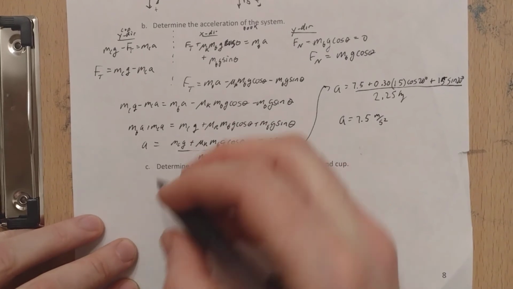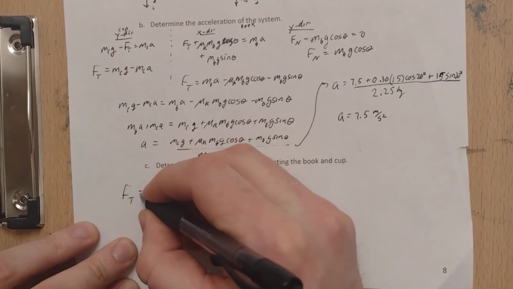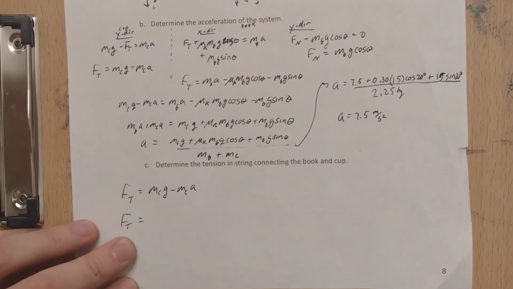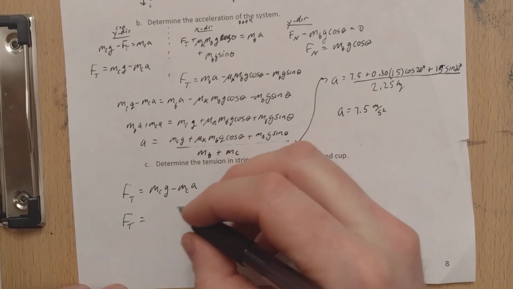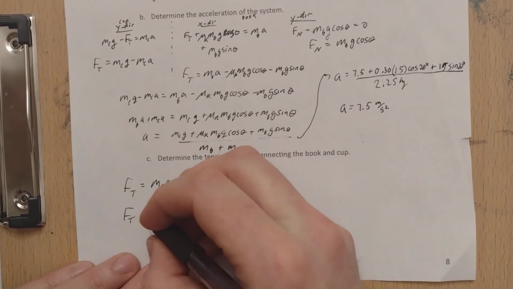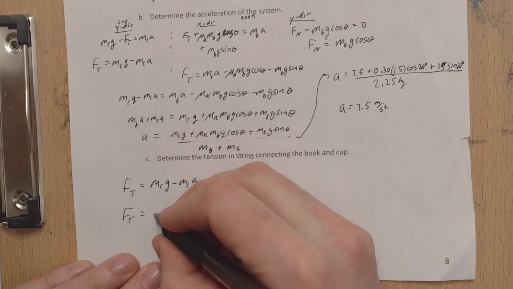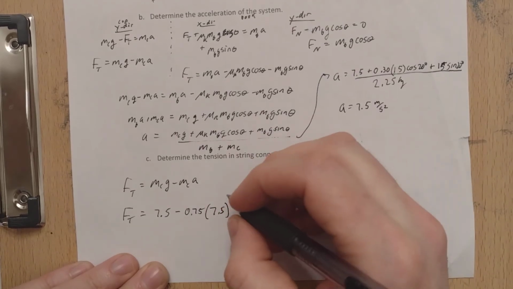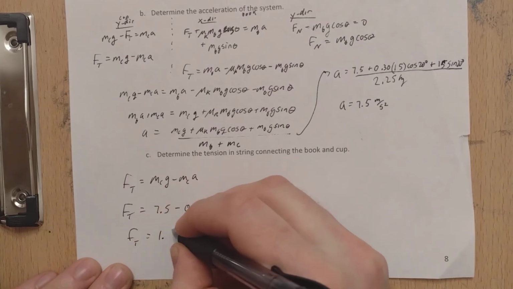Connecting the book and the cup, I just pick one of these equations up here and find the force of tension. So I'll just use this one here. Ft equals mass of the cup times G minus mass of the cup times A. Force of tension has to equal, well, the A would have to be less than G so that this force comes out right. Yeah, definitely has to be less than G still. Very interesting. Anyway, force of tension, mass of the cup here, 0.75 times G, so 7.5 minus 0.75 times 7.5. It's a force of tension of about 1.6 newtons or so.